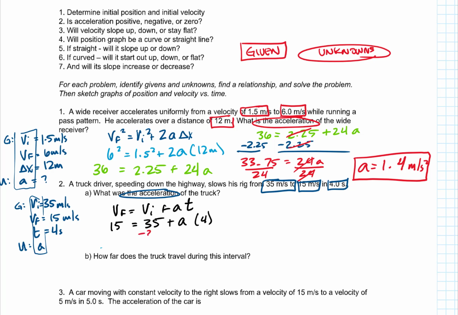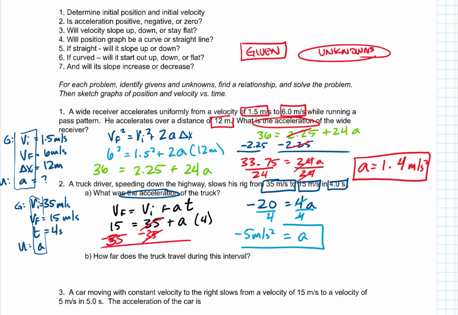So we're going to subtract 35 from both sides. That goes away over here, and what that gives me is negative 20 is equal to 4 times the acceleration. Divide each side by 4. Goes away over here. So the acceleration comes out to be negative 5 meters per second squared. How far does the truck travel during this time interval?